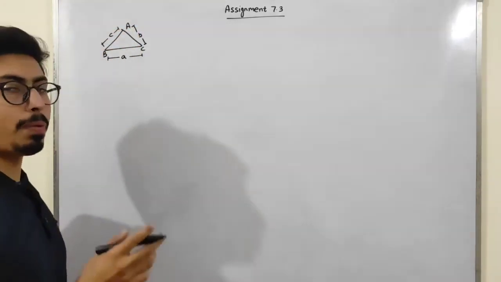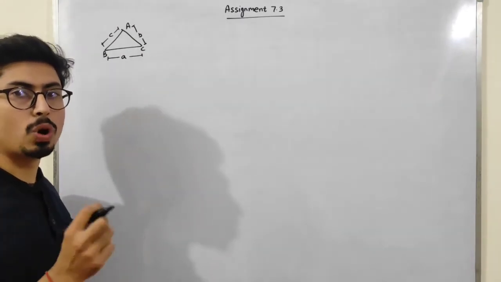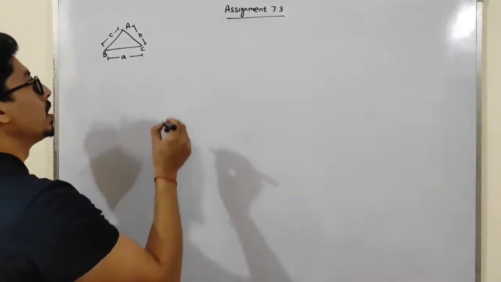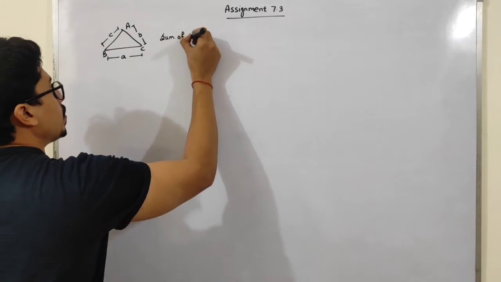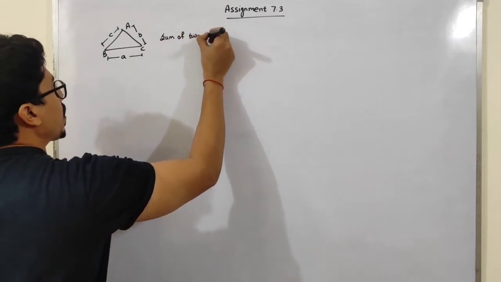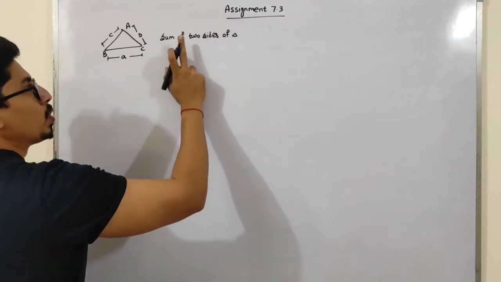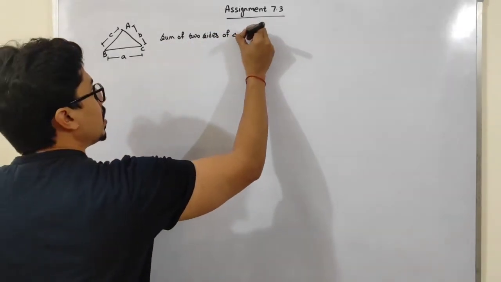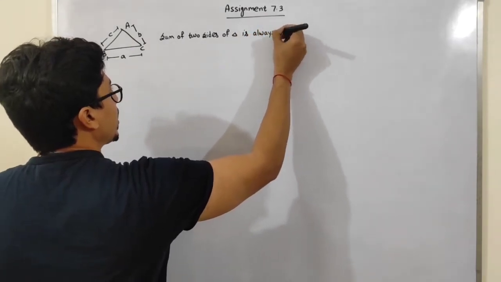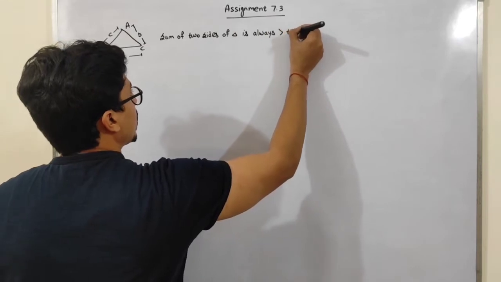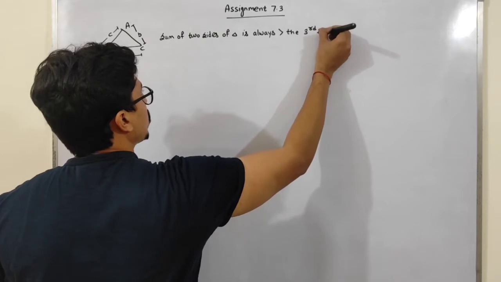So it is a property for triangles that the sum of any two sides of the triangle is always greater than the third side. See, the sum of two sides of a triangle is always greater than the third side. See, what does it mean, students?